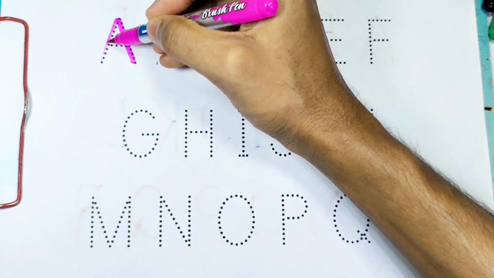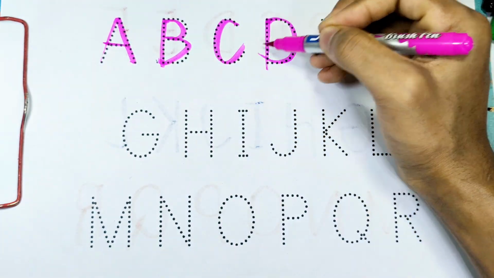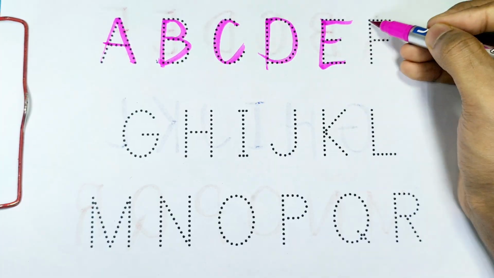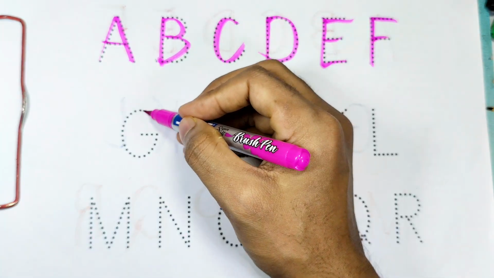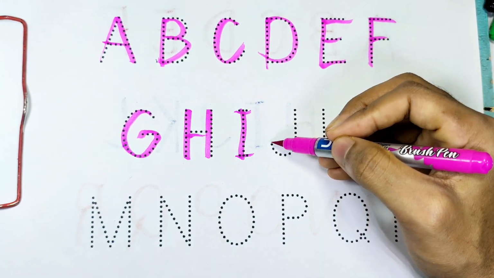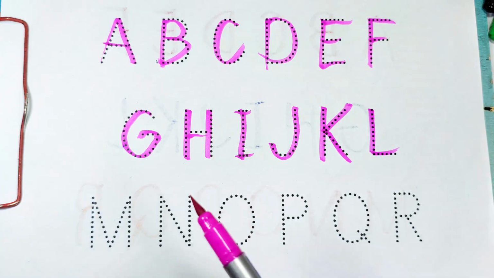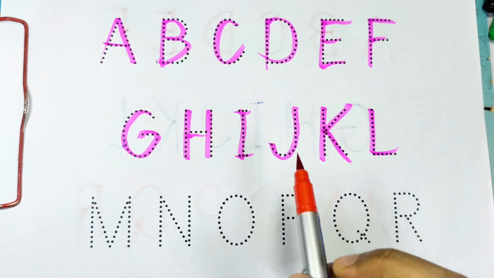Dark pink color, A. The next one is B, C, D for dog, E for elephant, F for fish, F for fan. Now we're writing the alphabet of G, H. And the next one is I for ice, I for ice cream, J, K, L, L for lion, L for lemon. Now we're using the color of red.